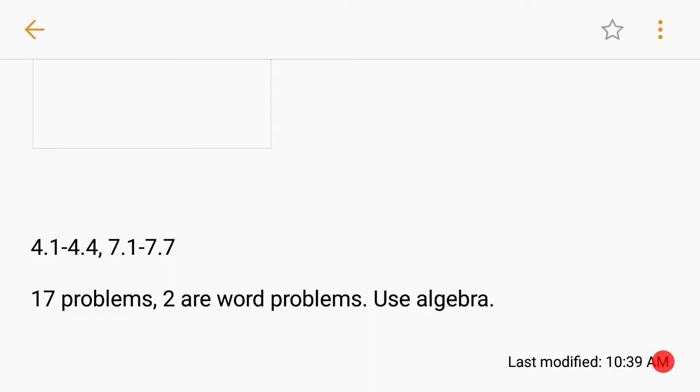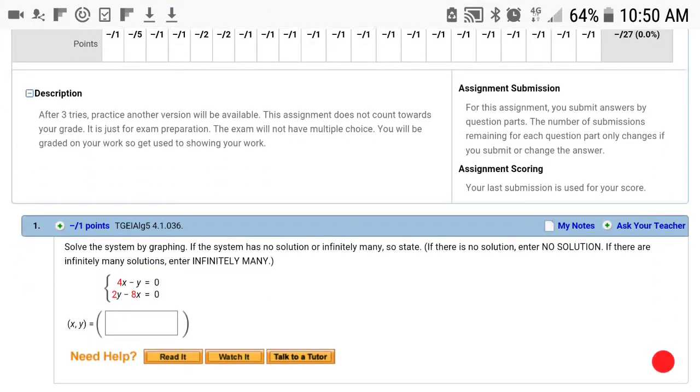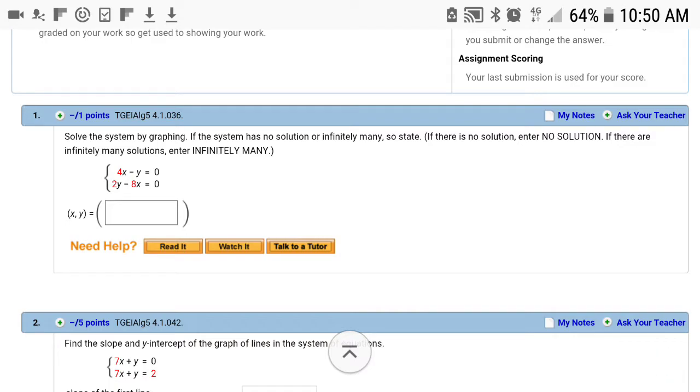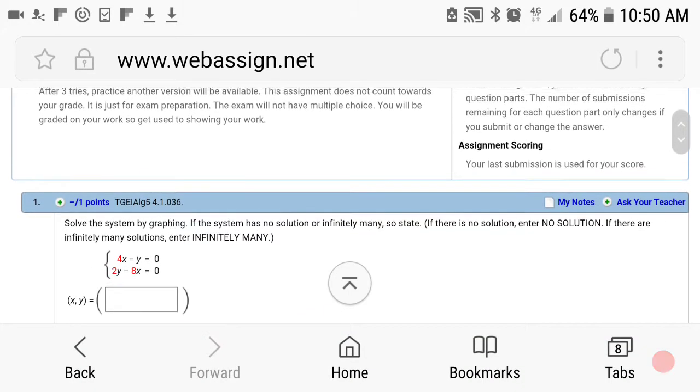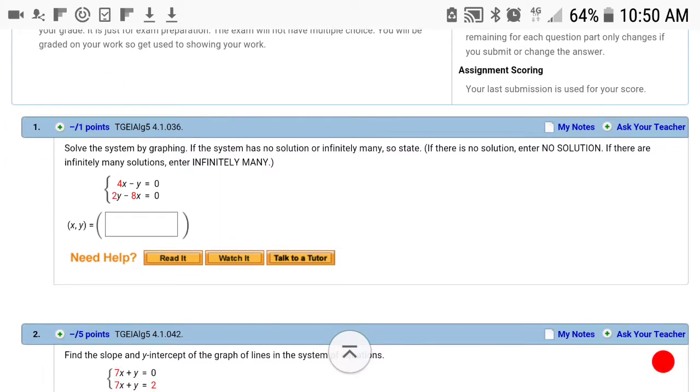Now let's take a look at WebAssign and see your review lesson here. So your review is a very good place to practice for your test. The review is not required for your grade, so it's optional. And I think the directions are here. Yes, after 3 tries, the practice another version will be available. So try a few times, even if you don't know the answers, just put 3 answers in if you want to practice another version. And then, of course, once you practice another version, you can see the solution to the other version.